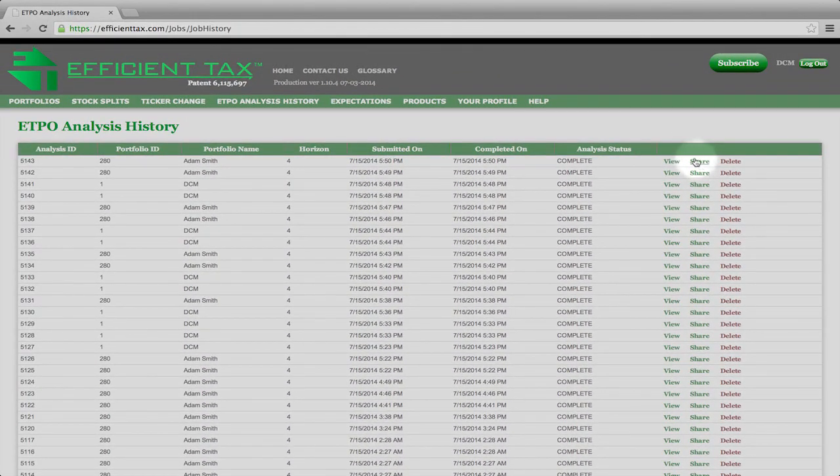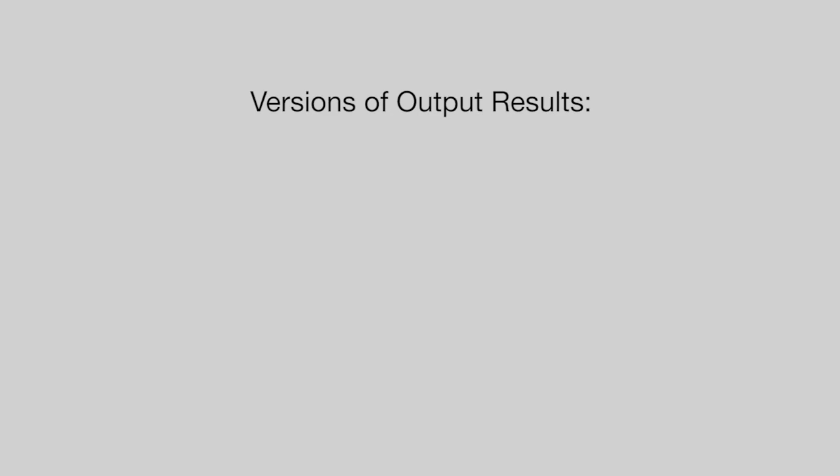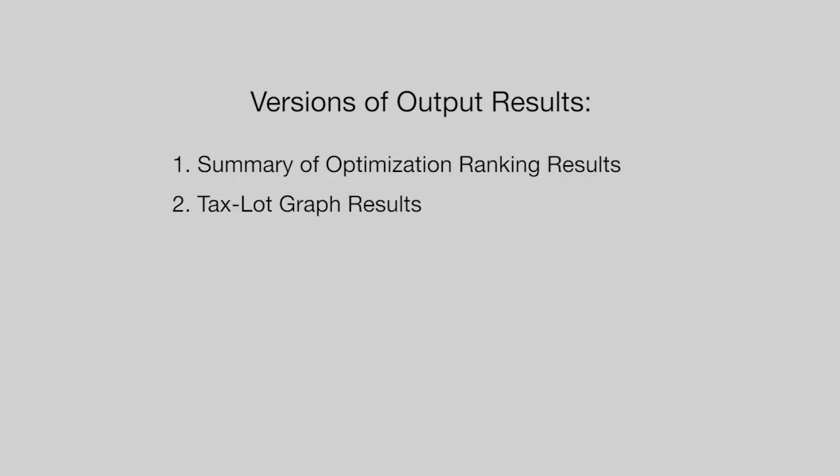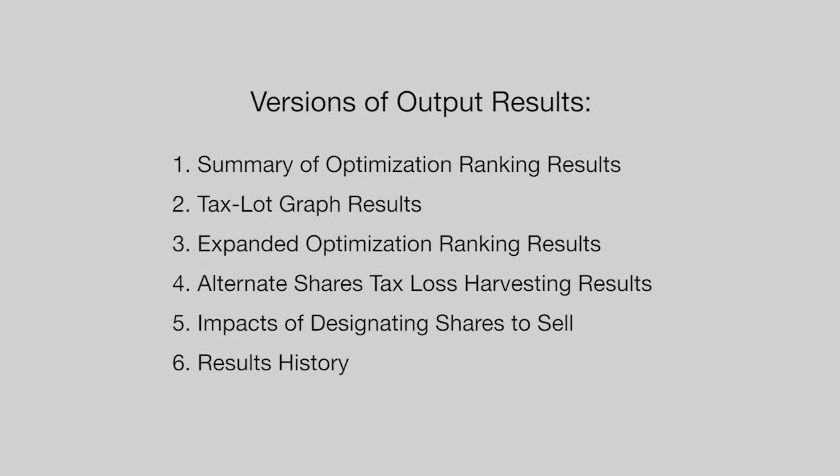Well, there you have it, a detailed review of all the outputs of an Efficient Tax Portfolio Optimizer analysis. In it, you have learned about the 6 different versions of output results that are available for analysis and decision-making that come from each Efficient Tax Portfolio Optimizer analysis. They include Summary of Optimization Ranking Results, Tax Lot Graph Results, Expanded Optimization Ranking Results, Alternate Shares Tax Loss Harvesting Results, Impacts of Designating Shares to Sell, and Results History.